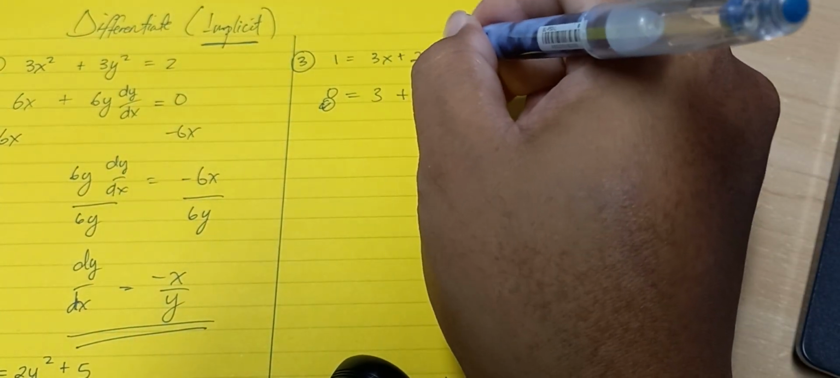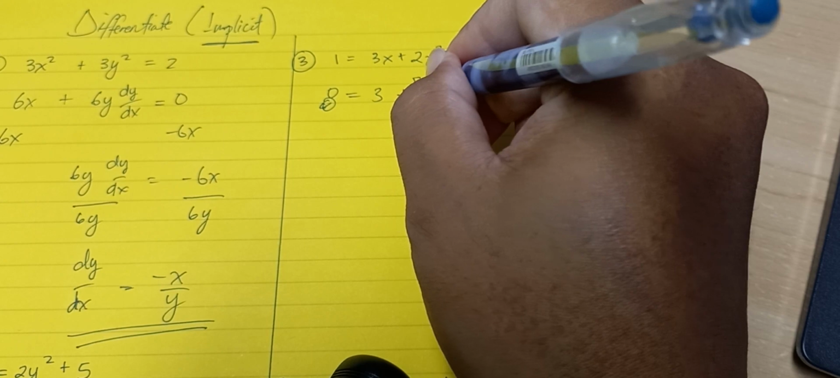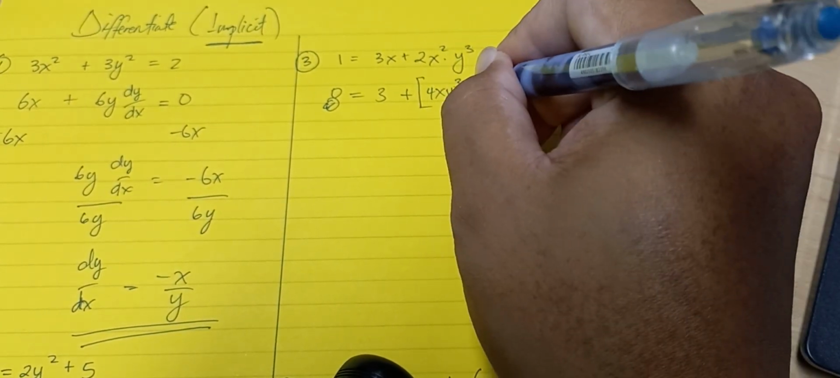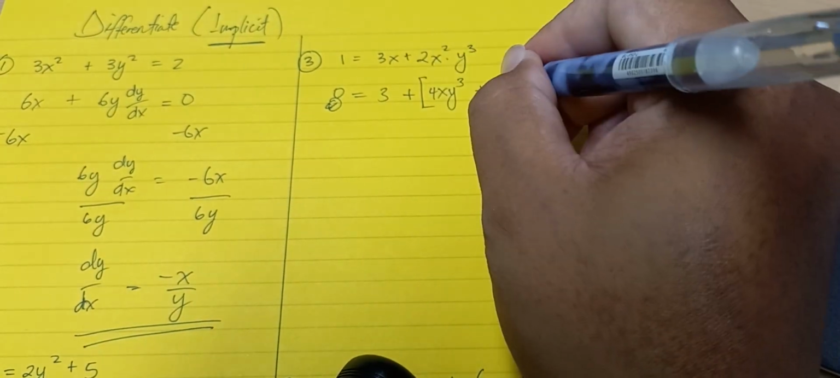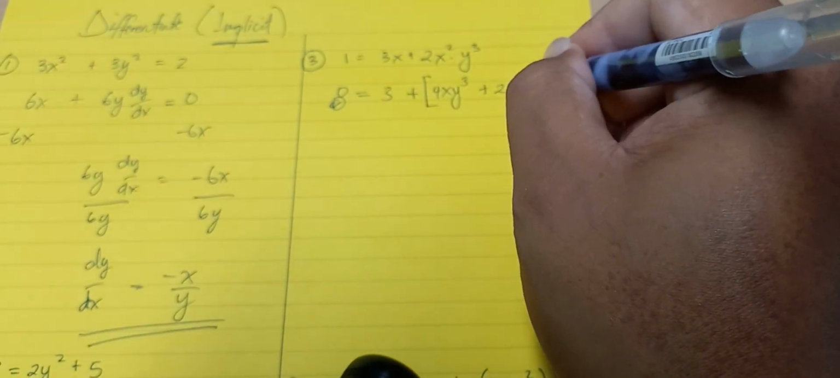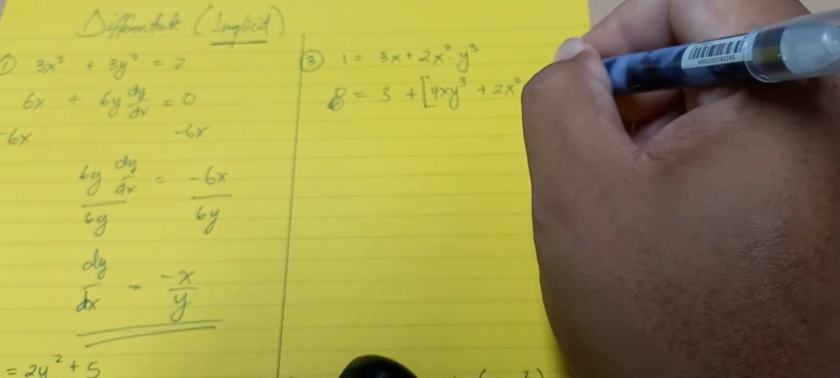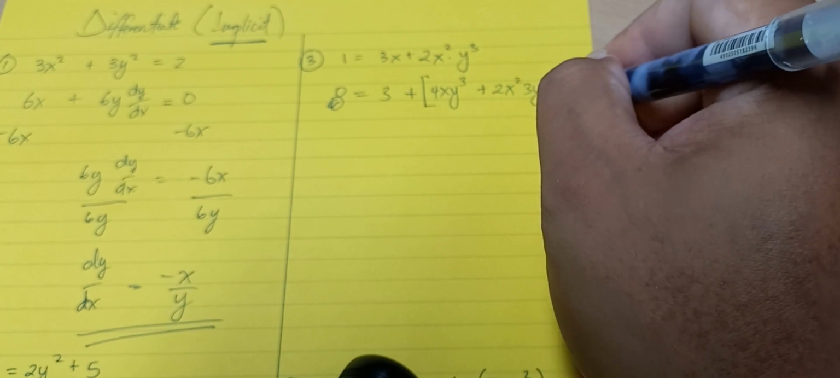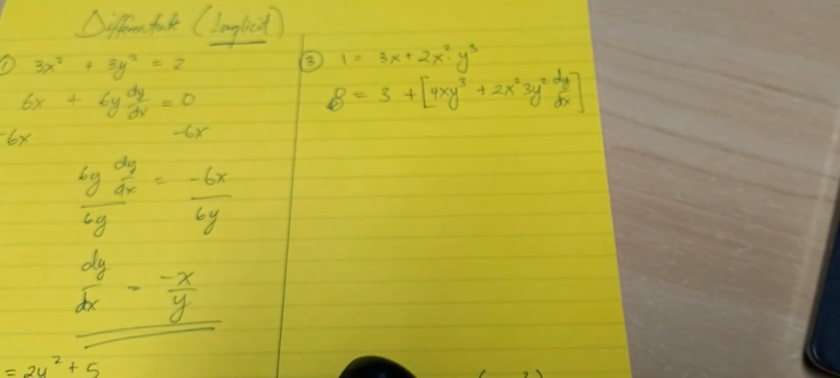We differentiate 2x squared, we get 4x, and then y cubed remains the same. Plus, voila, 2x squared remains the same, and we differentiate y cubed, which is 3y squared. And since we are differentiating y here, we get dy/dx next to it.